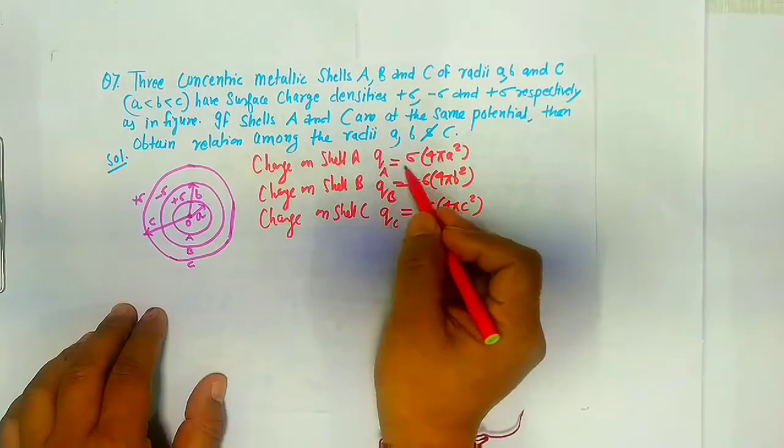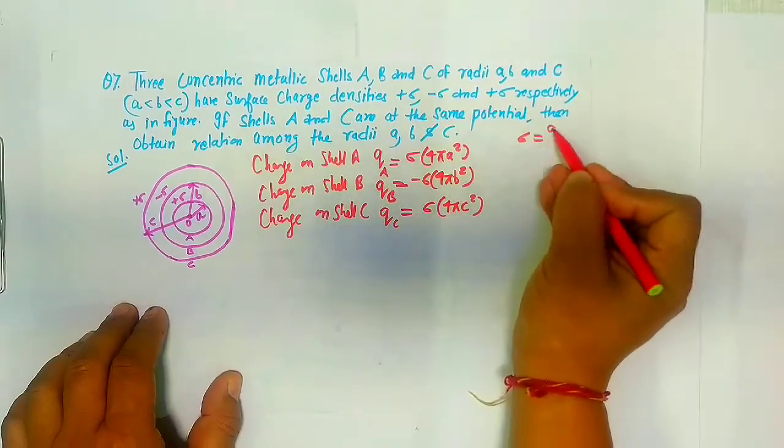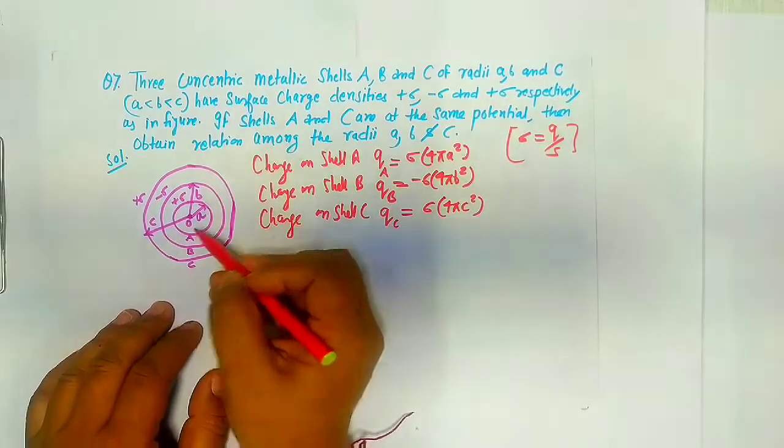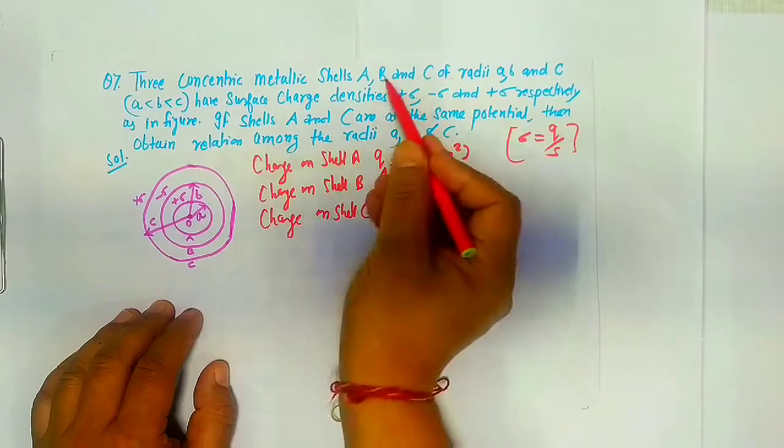You know how it came? Sigma is charge per unit area. All of you know Q by S. So you can find out the charges of the three cells. Now first we will calculate it on A, then on B, and then on C.